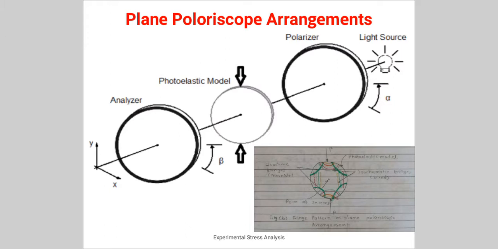According to the direction of these two arrows, this disc is under compression, that means a compressive load is applied. At the end, one more important element is there, called the analyzer. That means in the plane polariscope arrangement, only four important elements are there: a light source, then polarizer, then photoelastic model, and then analyzer. This arrangement is used to find out the direction of the principal stresses. Then how is its direction calculated? For that purpose, the second figure is there.